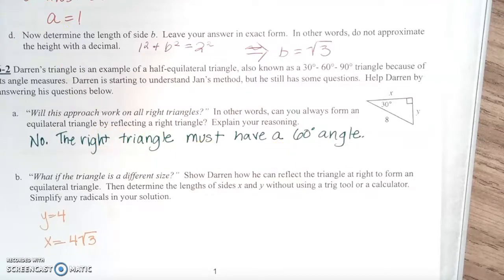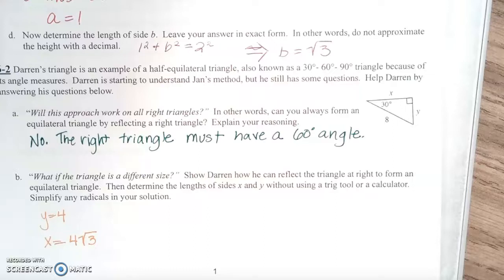All right, part B. What if the triangle is a different size? Show Darren how he can reflect the triangle at right to form an equilateral triangle. Then determine the side lengths of side X and Y without using a trig tool or a calculator. Simplify any radicals in your solution.